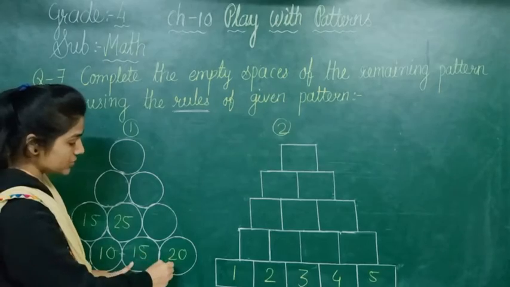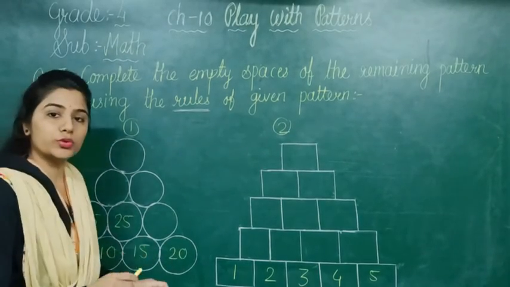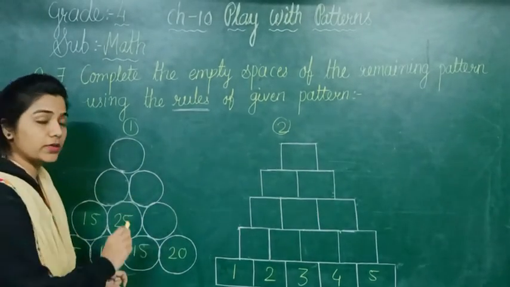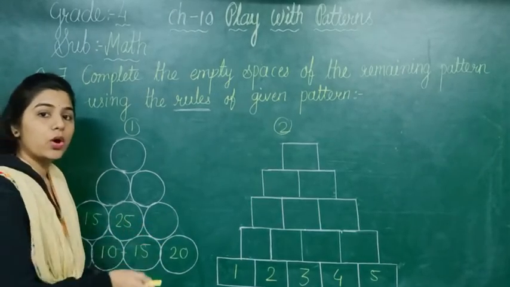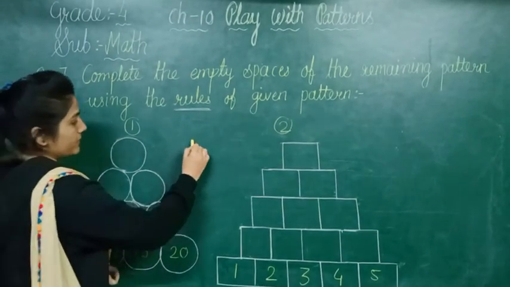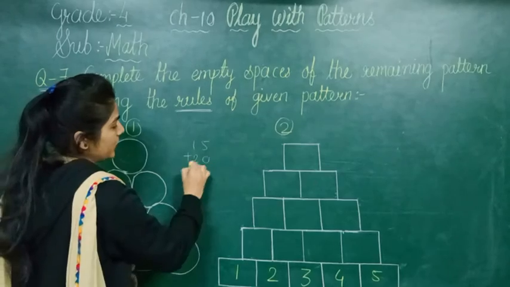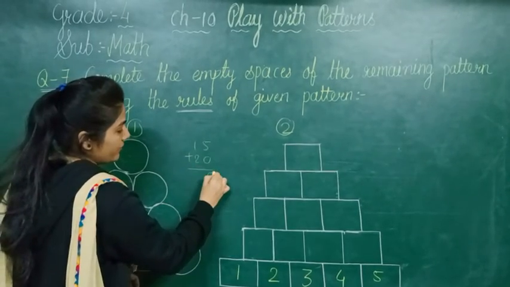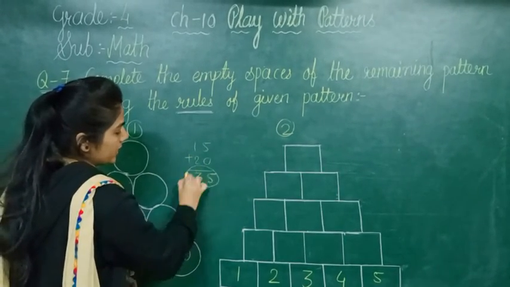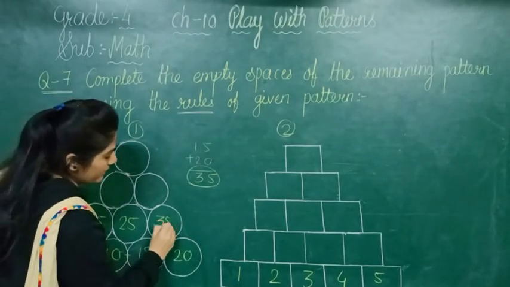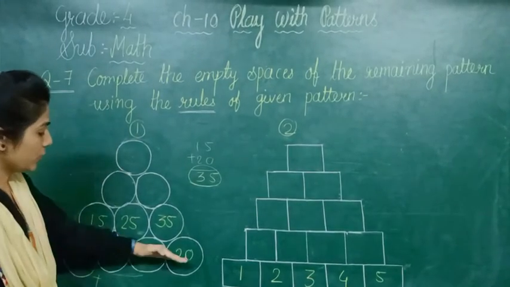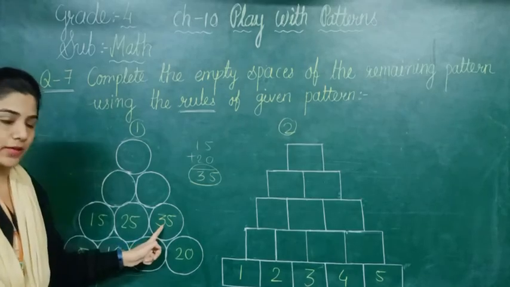So 15 plus 20. If you want to do it directly, you can write the answer here, and you can also do rough work here. 5 plus 0, 5, and 2 plus 1, 3. So 35 we are getting as the answer. So 15 plus 20 is 35.